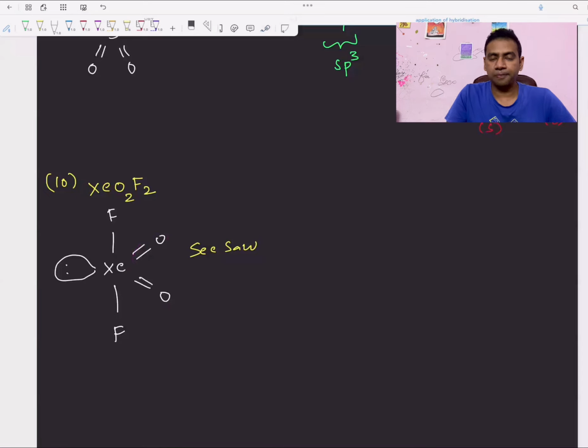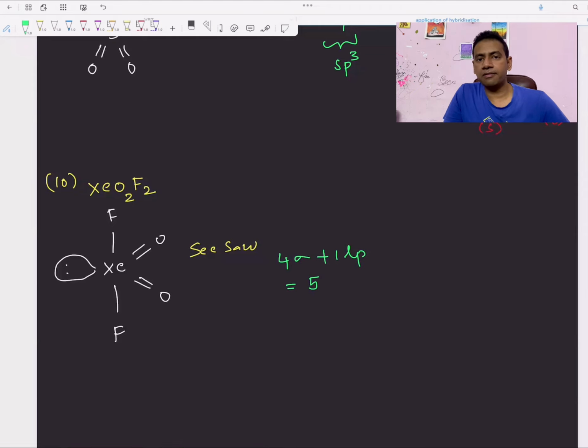Now the important task is to write the hybridization. To write hybridization, you have to count the total number of sigma bonds. We know that between 2 atoms there is always only 1 sigma bond. As there are 4 atoms, there must be 4 sigma bonds, plus 1 lone pair. This is total becoming equal to 5. So to have 5 hybrid orbitals, which hybridization is possible? Yes, it is sp3d hybridization.